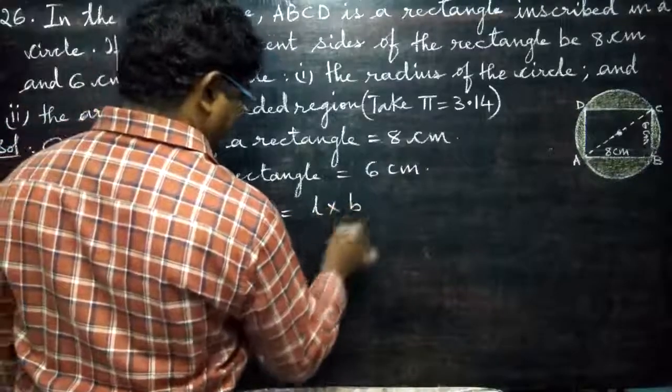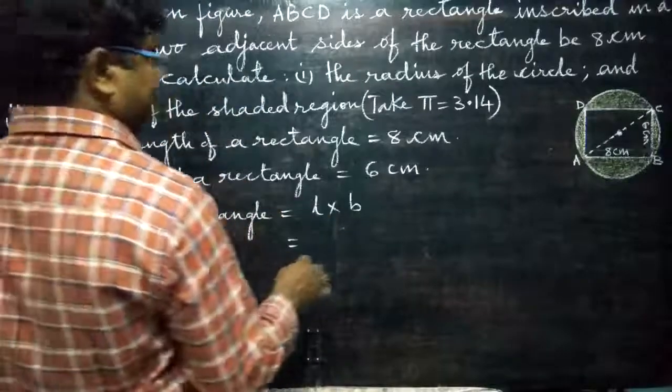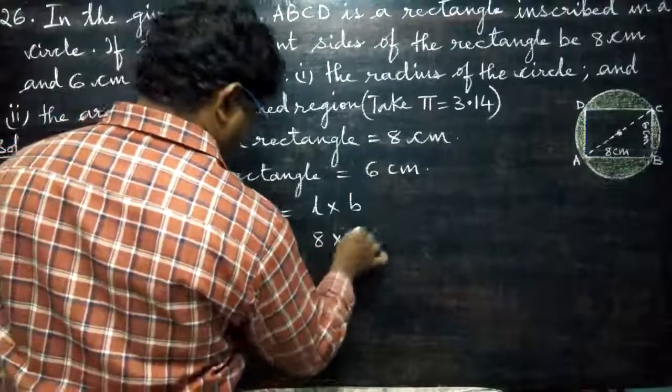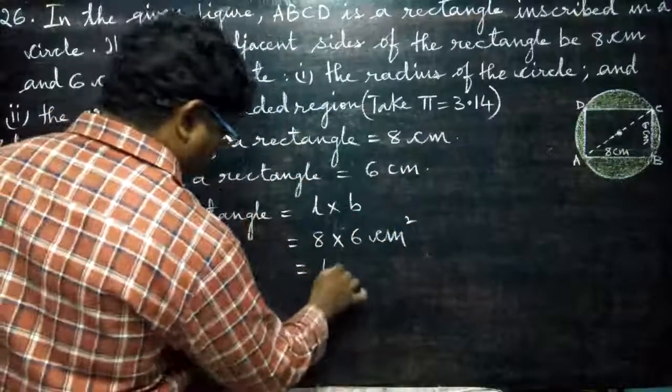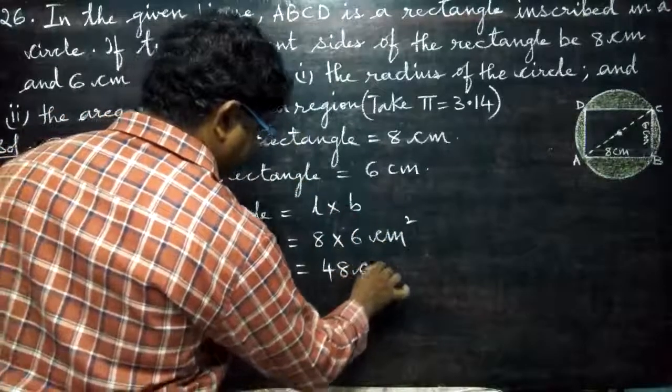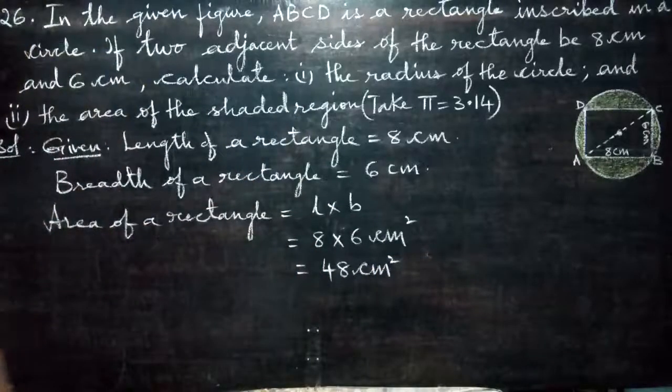Length into breadth, L into B. That is equal to 8 into 6 centimeter square. That is equal to 48 centimeter square.